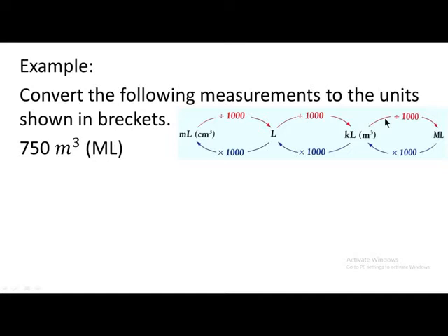Next, how about 750 meter cube to megaliter? As you can see here, from meter cube to megaliter, you divide the number by 1,000. So it is equal to 750 divided by 1,000, which equals 0.75 megaliter.